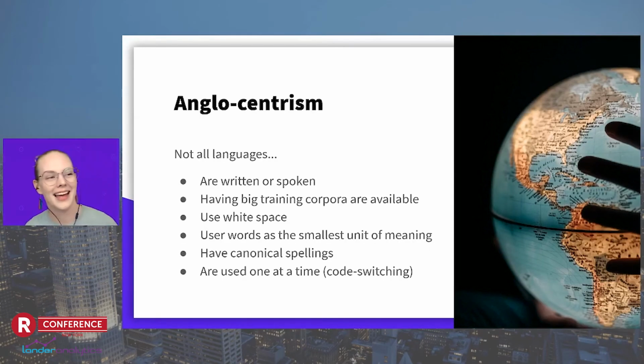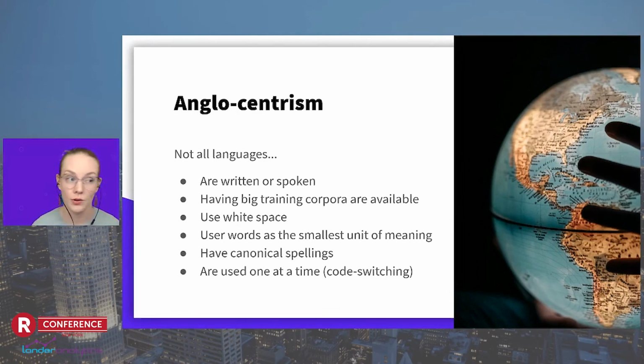And finally, Anglo-centrism. So this means centering, in this particular instance, the English language. And I would say that this is a field-wide problem in natural language processing. The field as a whole has been very focused on English since basically its inception. And with that comes a lot of assumptions built into tooling and trainings that you might have had that don't hold very well. So for example, not all languages are written or spoken.